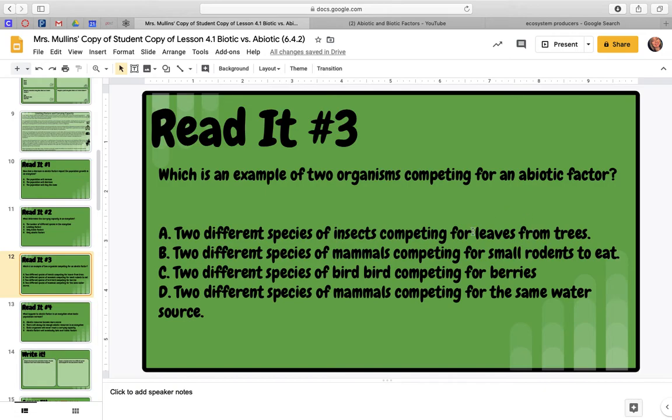So if we go back here, leaves and berries, are those living or non-living? Are those biotic or abiotic? So those are actually living things, living organisms. So they're both biotic. Water is abiotic. So this D is the correct answer. Two different species of mammals competing for the same water source.